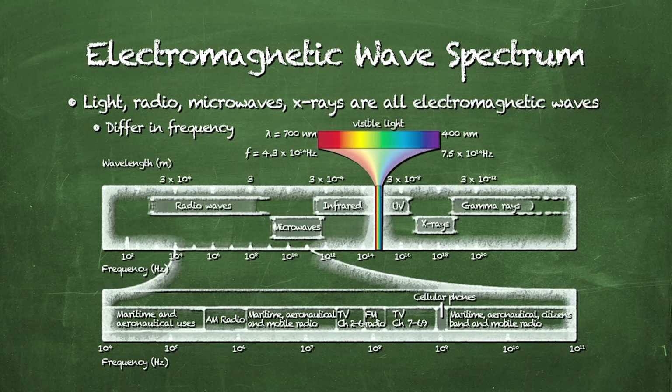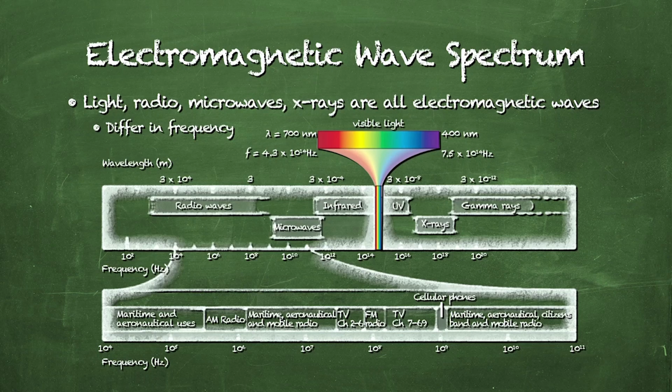They all are based on the same physics of changing electric fields and changing magnetic fields. The only thing that distinguishes between them is their frequency. Here is a diagram showing you the entire spectrum of electromagnetic waves. It extends from the longest wavelengths on the left to the shortest wavelengths on the right, or the lowest frequencies on the left up to the highest frequencies on the right.